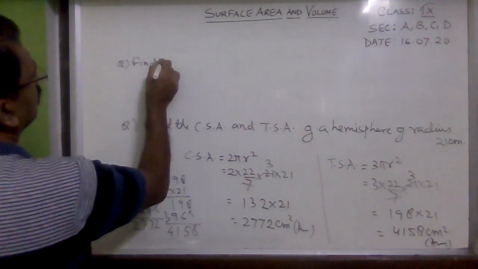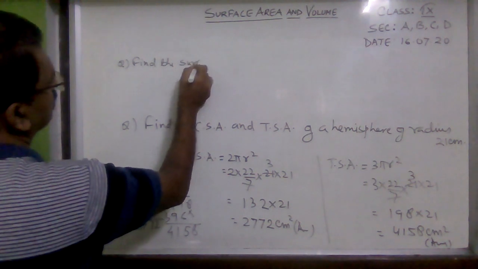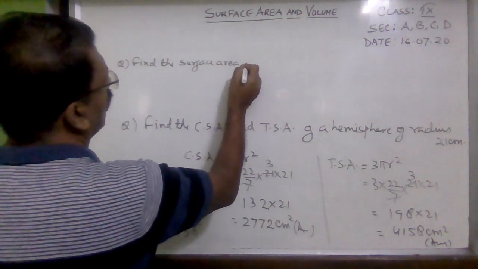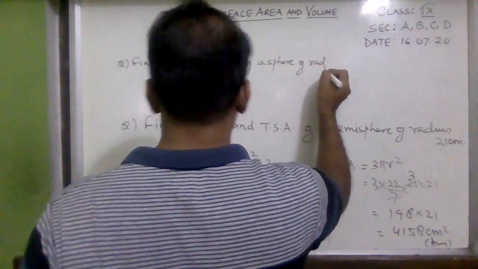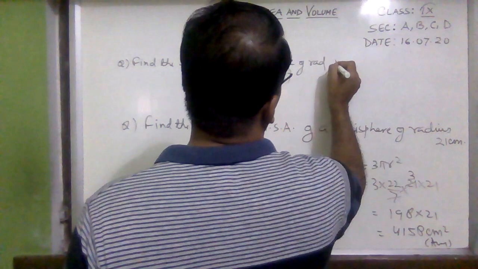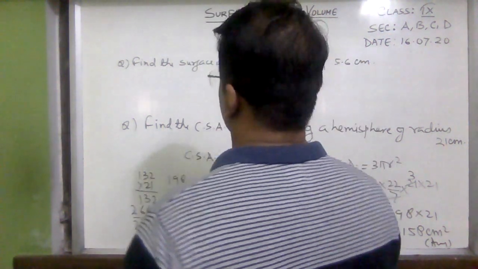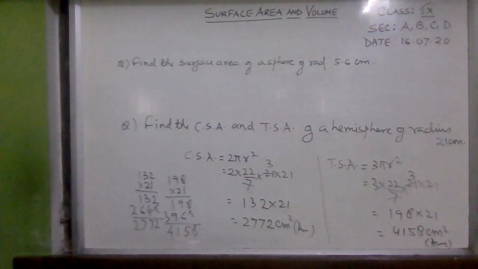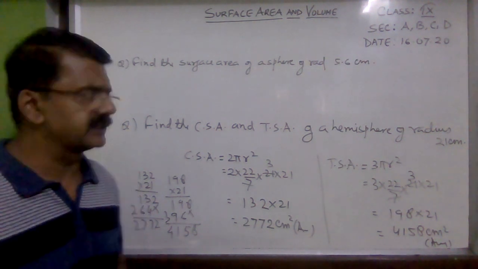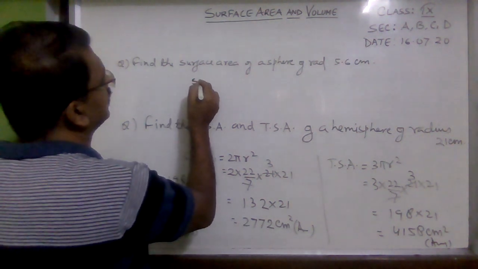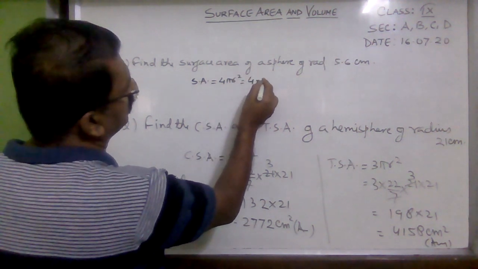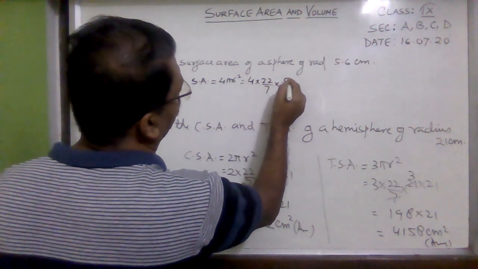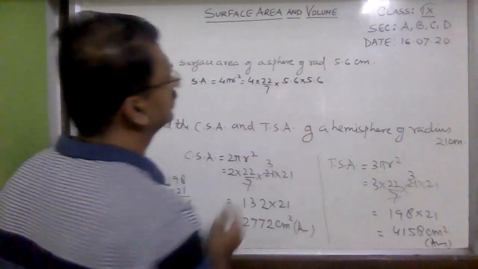Find the surface area of a sphere of radius 5.6 centimeter. Now they have given that the radius is 5.6 centimeter and you have to find the surface area. So I told you the surface area of a sphere is 4 pi r square, that is 4 into 22 by 7 into 5.6 into 5.6.